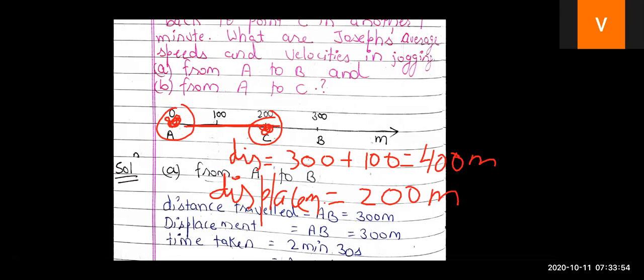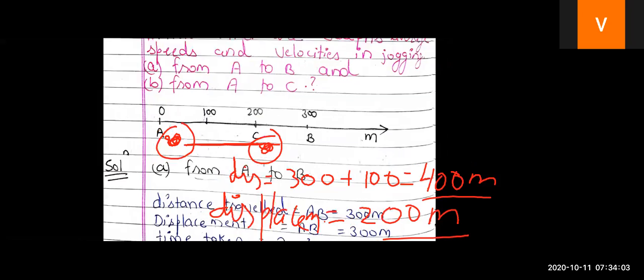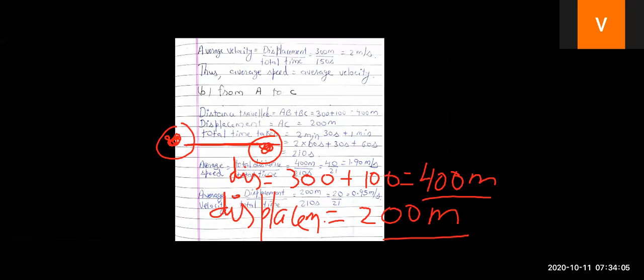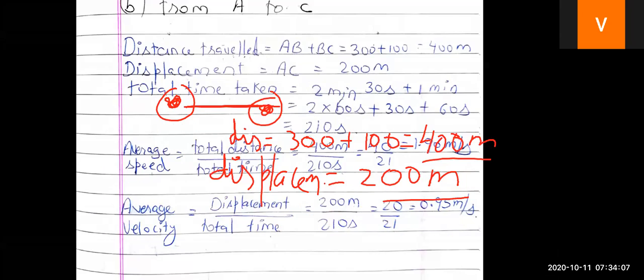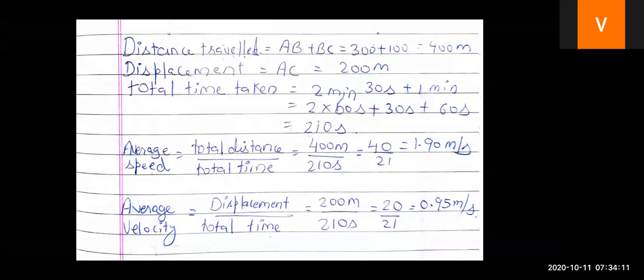So now we will use distance, total distance 400 meter, and total displacement as 200 meter. Right, children? And then we will find out the average speed and average velocity. So see, total distance 400 meter and displacement is 200 meter.